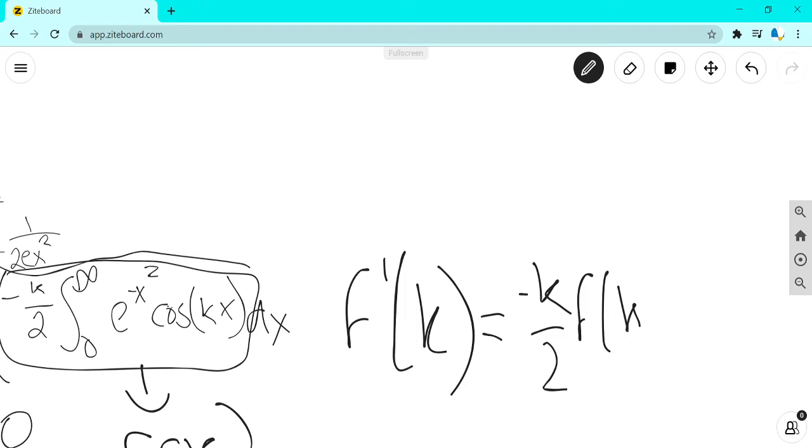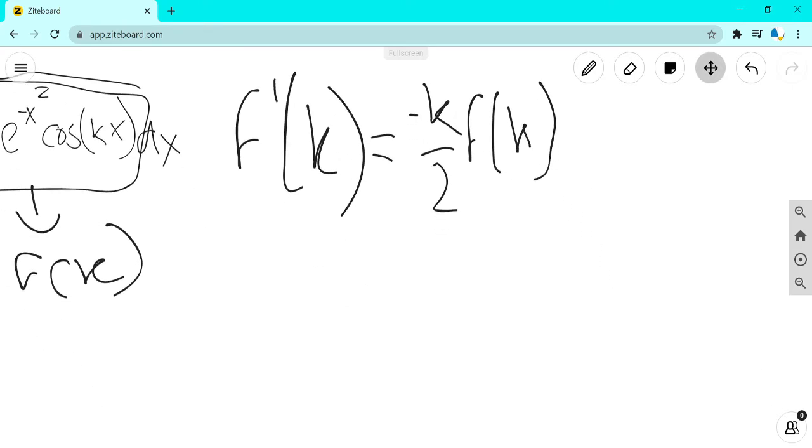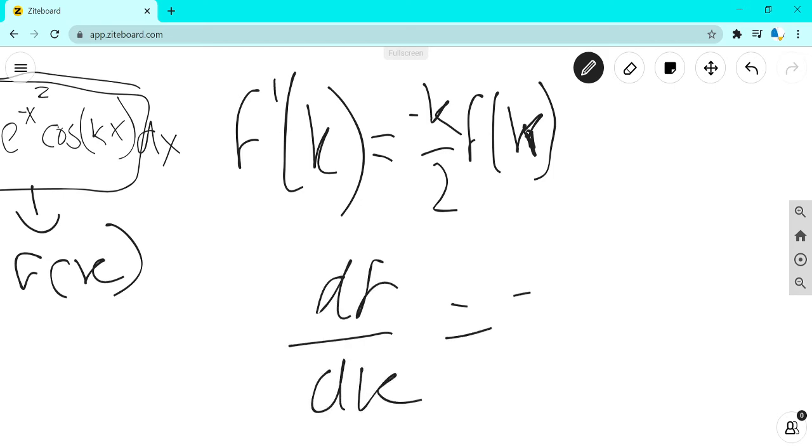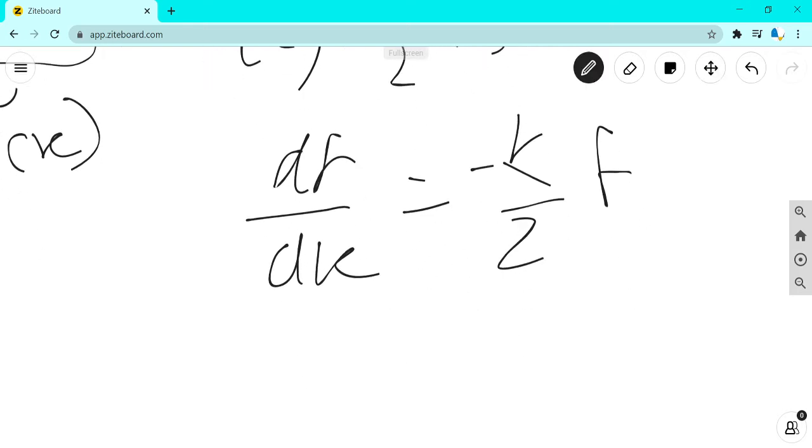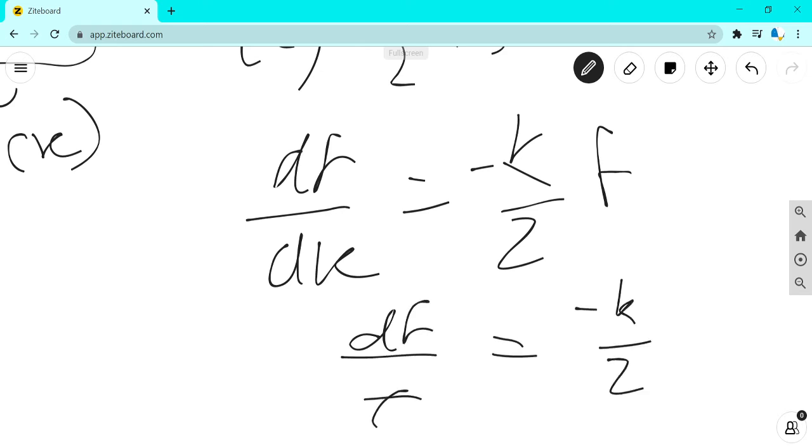So now, this is an important fact we can use. This is separable because we have the derivative and the regular function in the same thing. So this is just going to be df over dk is equal to negative k over 2 f. This can be rearranged again to df over f is equal to negative k over 2 dk.